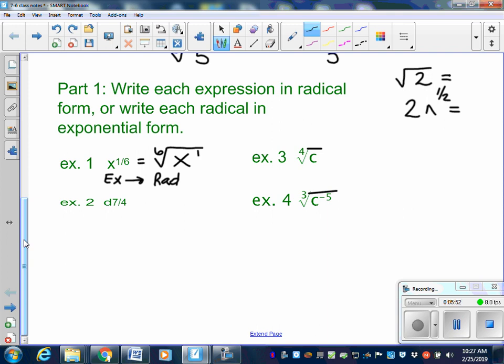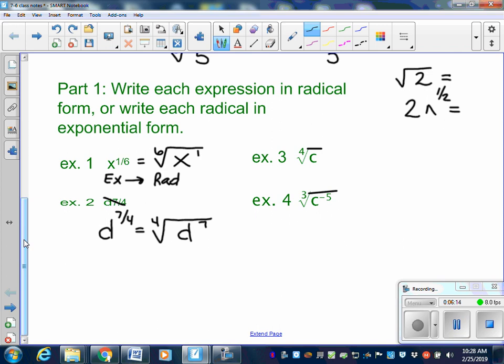Example number 2, this is not written the best. Let's go d raised to the 7/4. They want you to put it from exponential form into radical form. They want you to put the d underneath. It's the 4th root of d to the 7th.